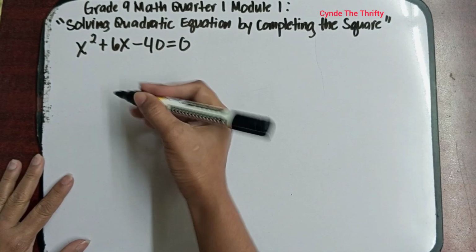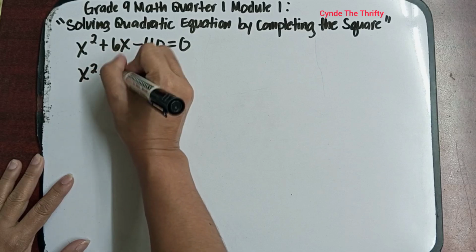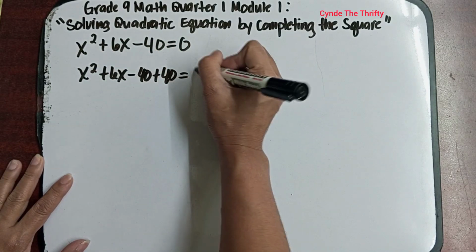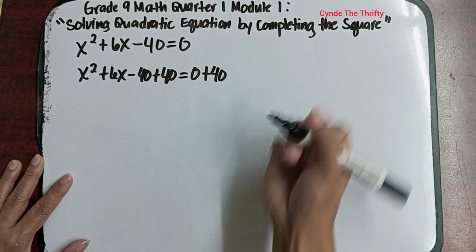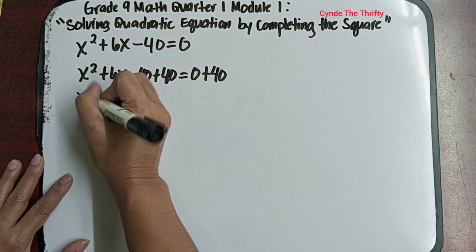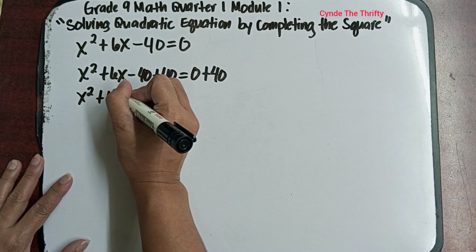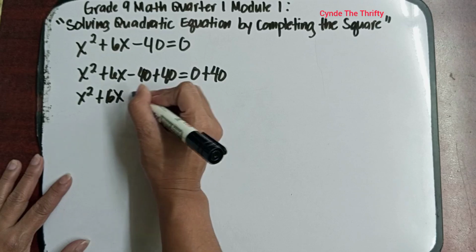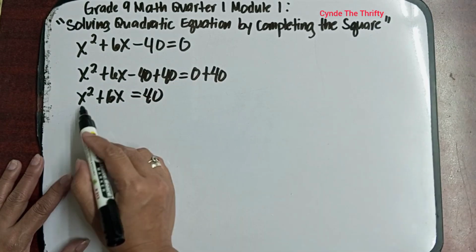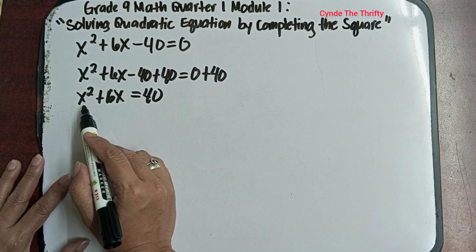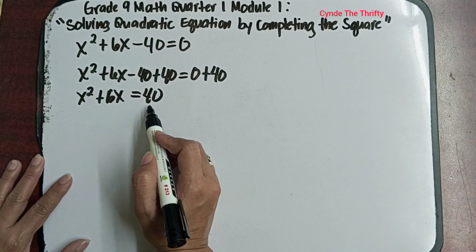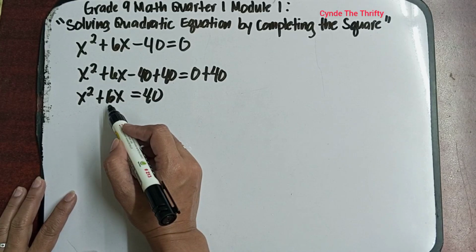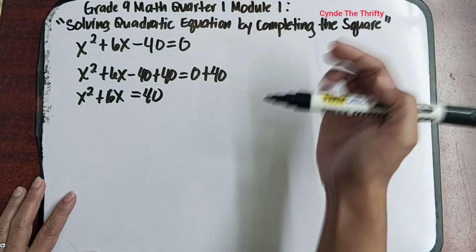So, ang gagawin natin is x squared plus 6x minus 40 plus 40 is equal to 0 plus 40. Then, isimplify natin. So, x squared plus 6x, negative and positive 40, so magiging 0 sila, is equal to 40. Okay, so ito na yung bagong equation natin. X squared plus 6x is equal to 40. Now, ang next step natin is ang value ng ating b, i-divide natin siya sa 2, tapos i-square natin siya.